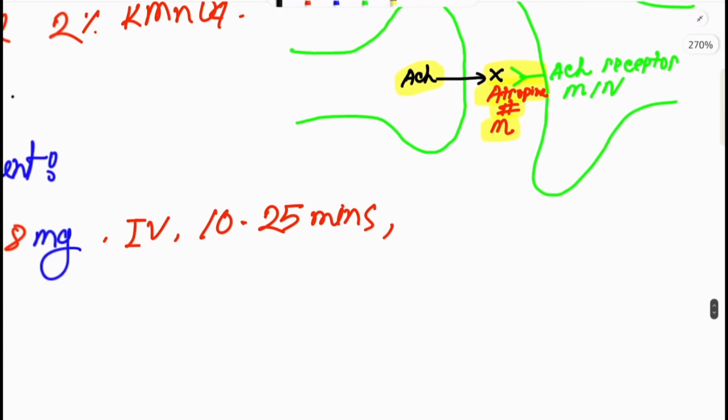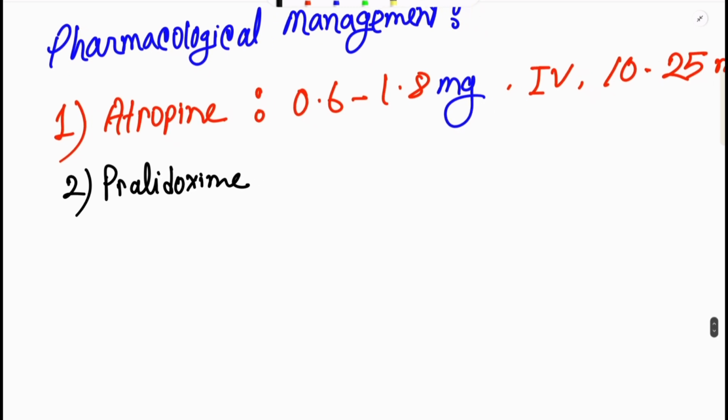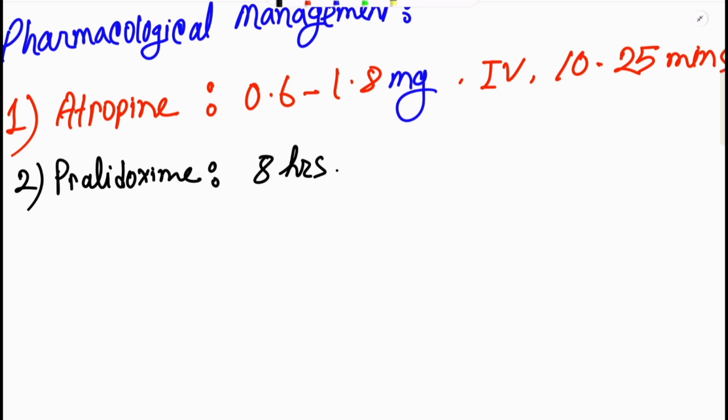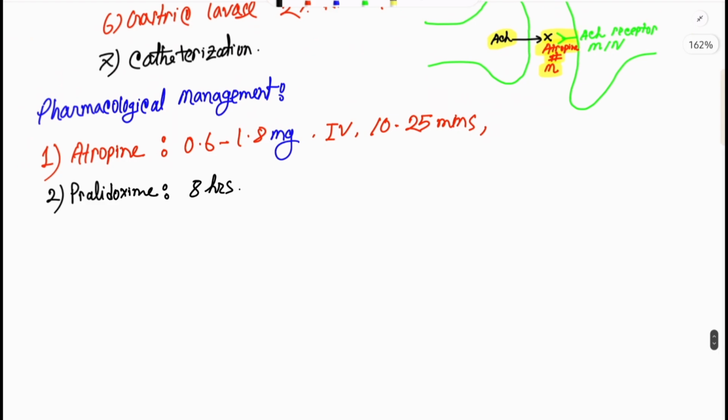Then the next drug is pralidoxime. Remember, atropine is the specific antidote, but pralidoxime is not the antidote. Pralidoxime can only be given in patients who are poisoned by organophosphorus compound within 8 hours. After 8 hours, the aging process of the acetylcholine esterase enzyme is done. What is the aging process?